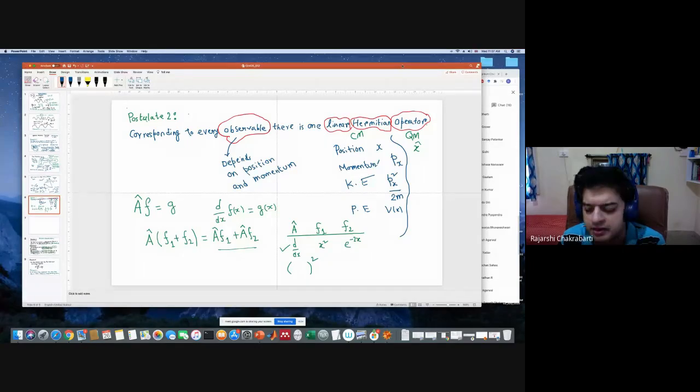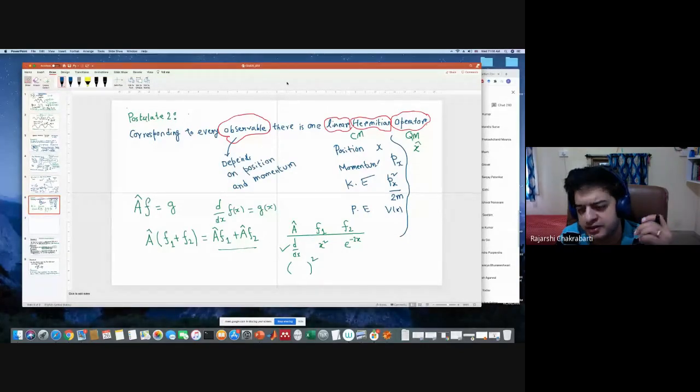We started discussing the postulates of quantum mechanics, and we had started actually discussing postulate 2. So just let me recall what is postulate 2. Postulate 2 says that for every observable there is an operator in quantum mechanics, and this operator is special. Why special? Because this operator has to be linear, and it has to be Hermitian at the same time.